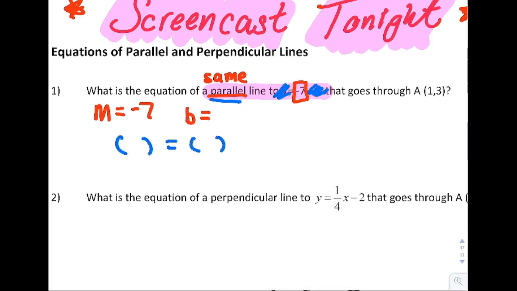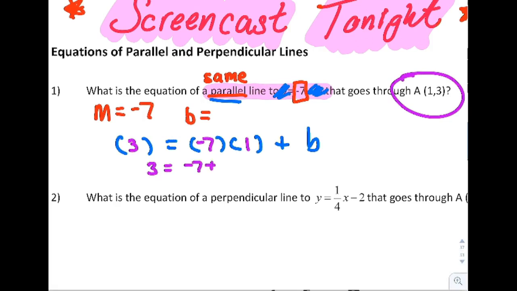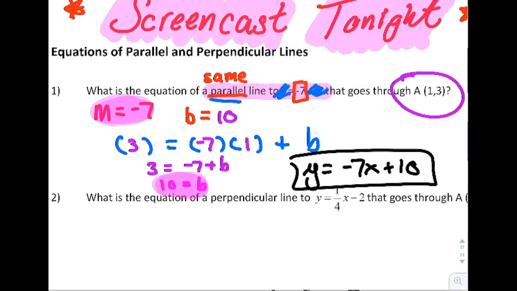Then you can go right to y equals mx plus b. You know that the slope is negative 7. You can use your x and y of 1 and 3. So now I have 3 equals negative 7 plus b. Add the 7 back over to the other side, and you have b of 10. So now that b is 10, and the slope was negative 7, you can go ahead and write your final equation. Y equals negative 7x plus 10.